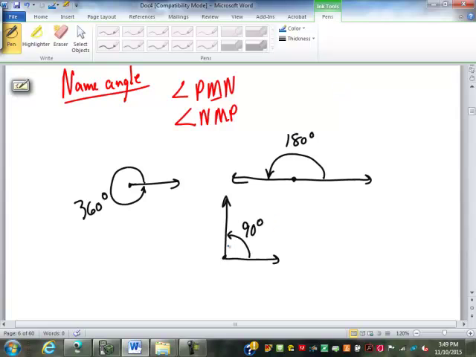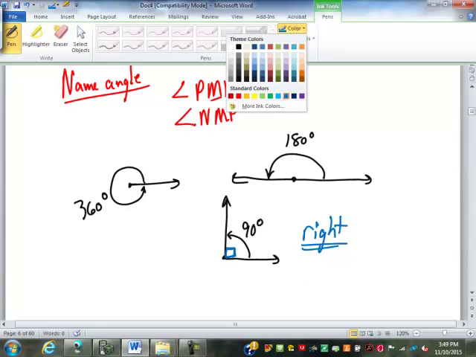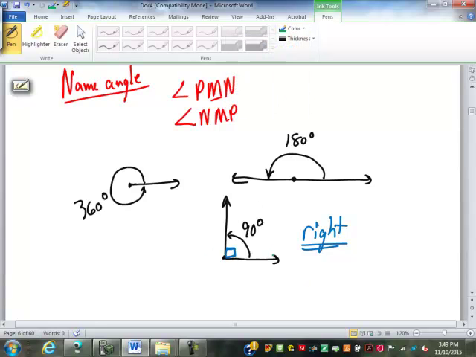This one right here that makes a square corner has a very special application in geometry. It's called a right angle. It is symboled like this. You put a square in there to show that corner is square. Also, it can be said that those two rays that form it are perpendicular. Perpendicular means that they intersect or they meet at a right angle.